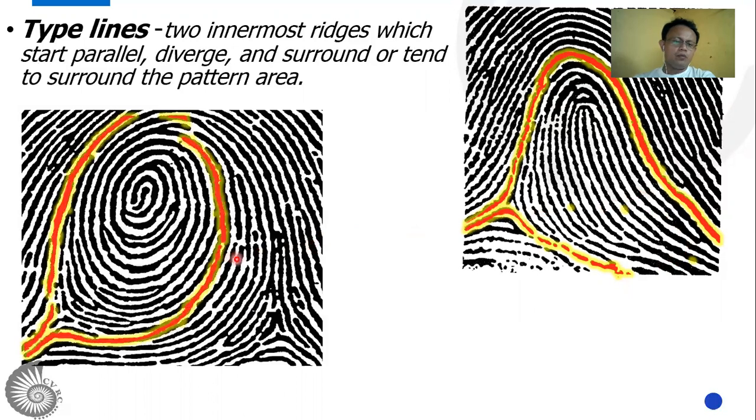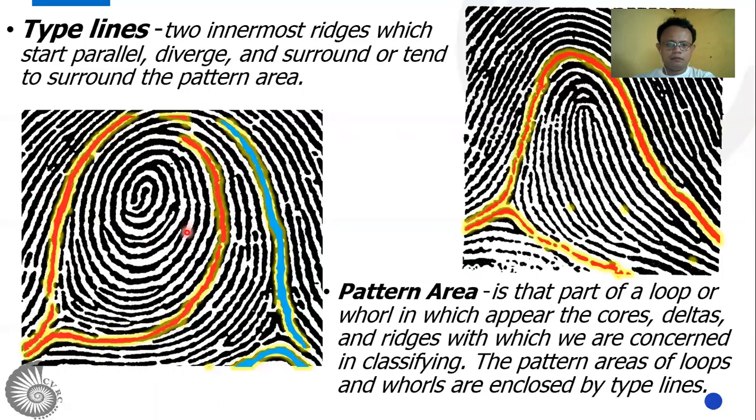For the whirl pattern, because it has two deltas, there are two sets of type lines, the left side and the right side. So again, it also surrounds the pattern area. These type lines are not connected to each other. Most of the time, they are broken lines. But it doesn't mean that they cannot be considered as type lines. They are type lines in the sense that they create the area where you can identify the pattern area. On the other side, the enclosed part of the type lines is the pattern area.